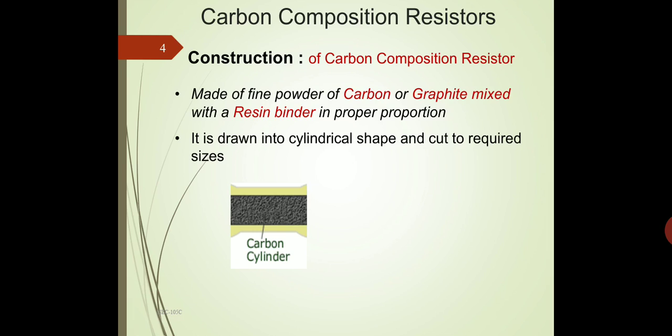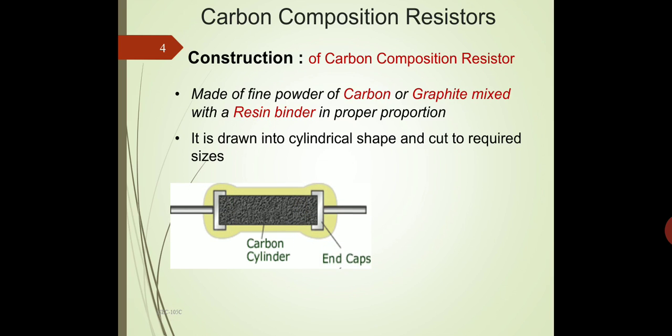So we are now looking at the carbon cylindrical piece which is cut to the required size, and to this one we'll be fixing the leads with the end caps on either side of the carbon cylinder, cut rod rather. So this is one end, this is the other end cap. So we have fixed two nickel end caps on either side along with the lead to make the connections into the circuit.